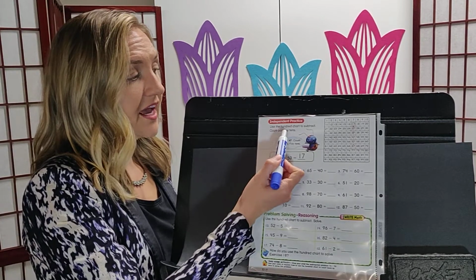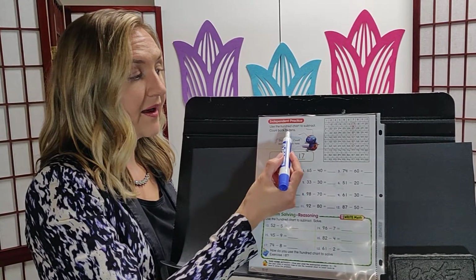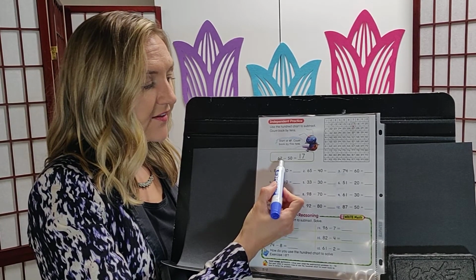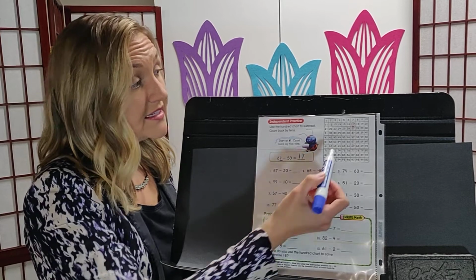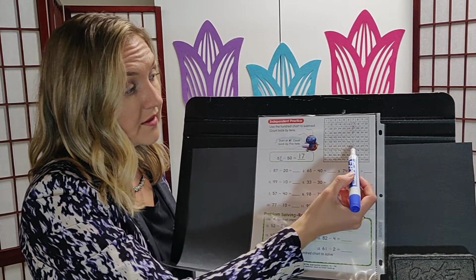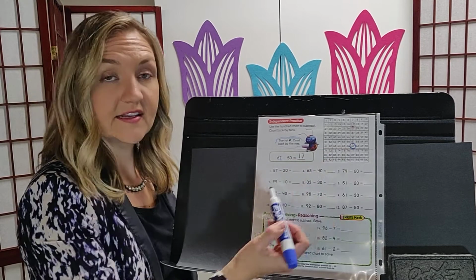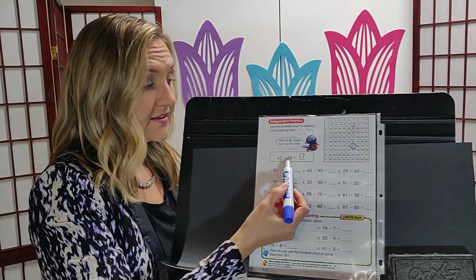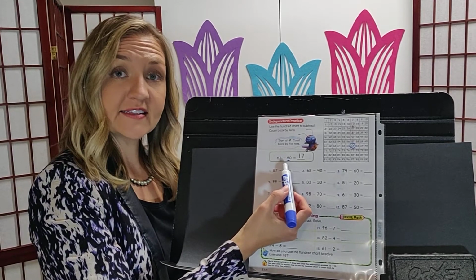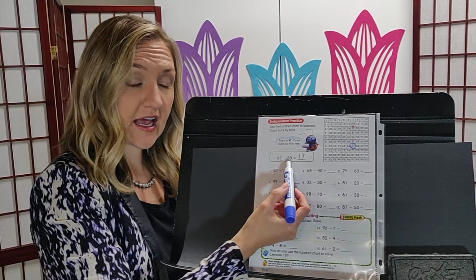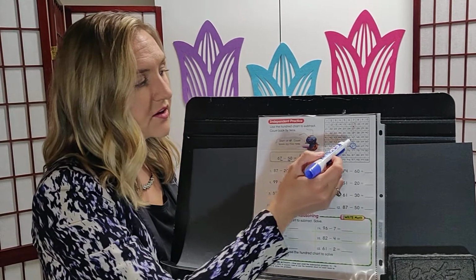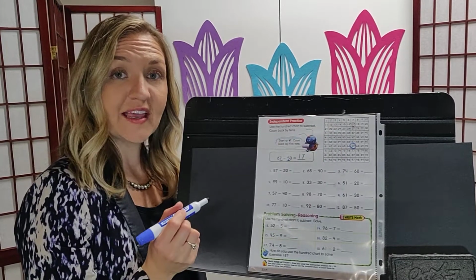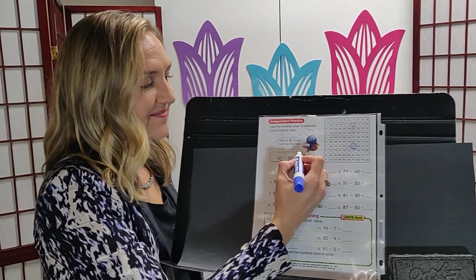It says, use the 100 chart to subtract, count back by tens. Here we have 67 minus 50. 67 ends with a 7, so we go to the 7's column and look for 67. There it is. Then we subtract 50. 50 is the same as 5 groups of 10s. So we're going to jump 5 times towards lesser numbers. So let's go ahead and do that. 1, 2, 3, 4, 5. Where did you land? 17.